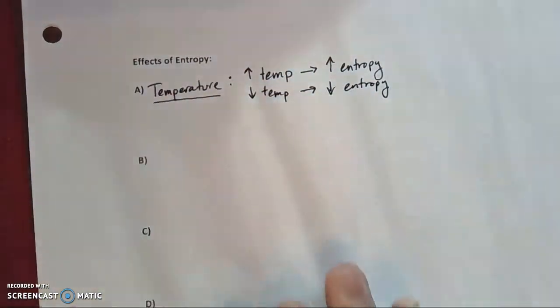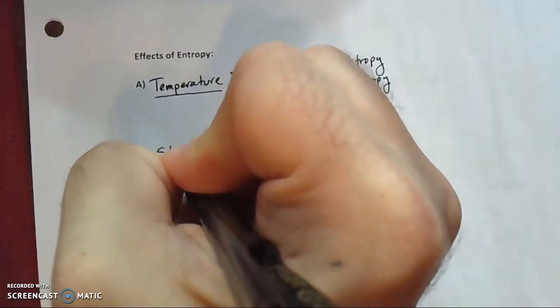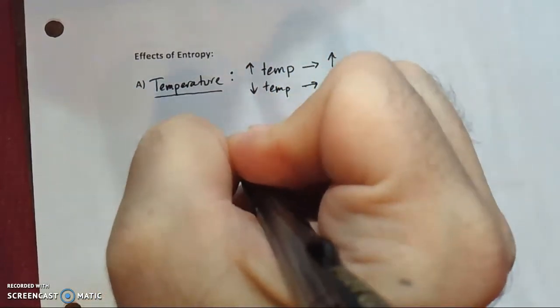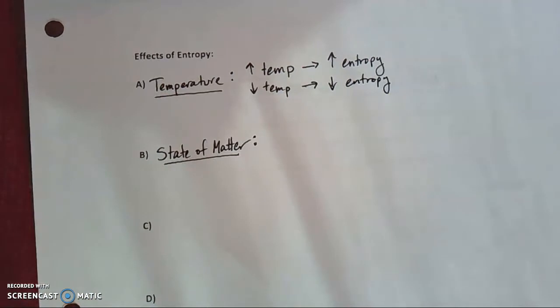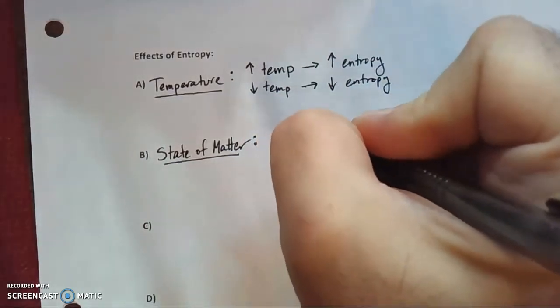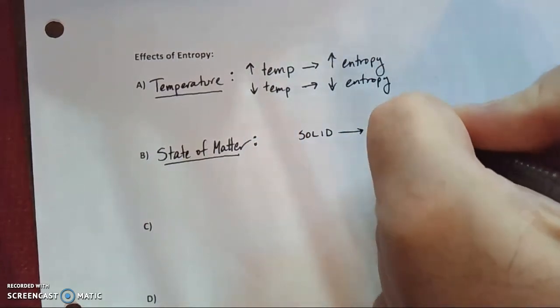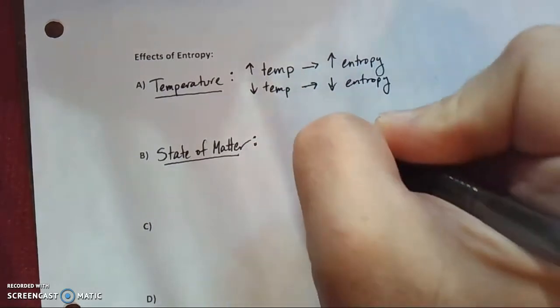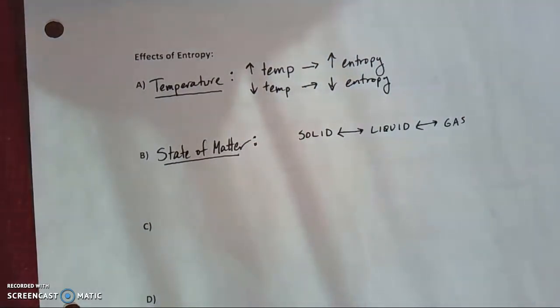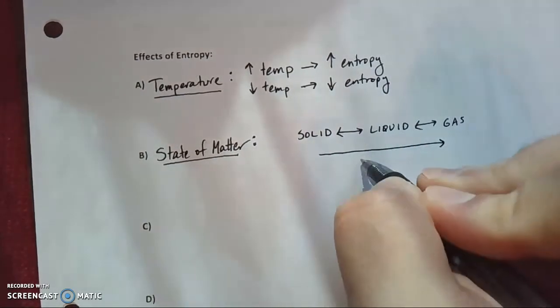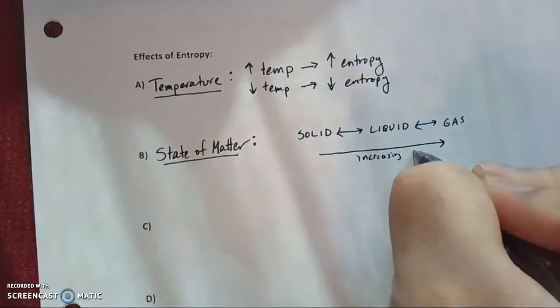That relates to the next one, which is state of matter. So we know if we increase the entropy, we speed up the molecules, they break the intermolecular forces, and they become more random. So as we go from a solid, which is fairly ordered, to a liquid, we don't have that structure anymore, so we have an increase in entropy. So if we look at solid to liquid to gas, we know that we can change those, but if we go in this direction, we are increasing entropy.